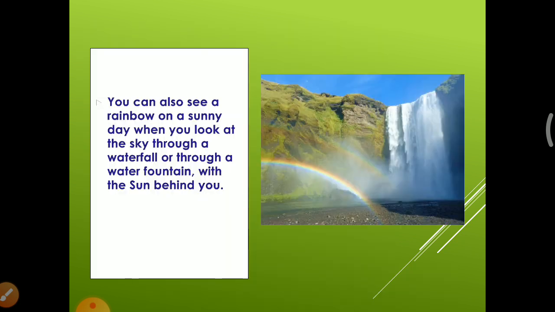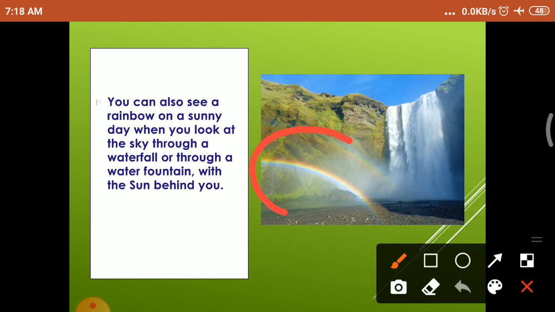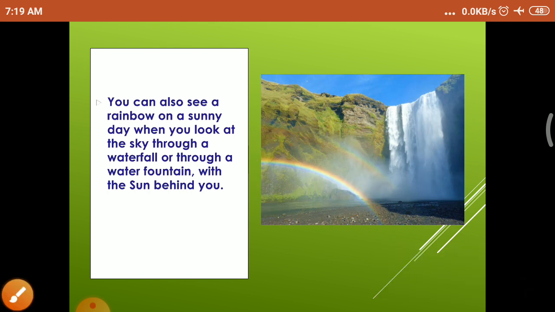You can also see a rainbow on a sunny day when you look at the sky through a waterfall or through a water fountain with the sun behind you. Look here, we can see the rainbow when you look at the sky through a waterfall or water fountain.